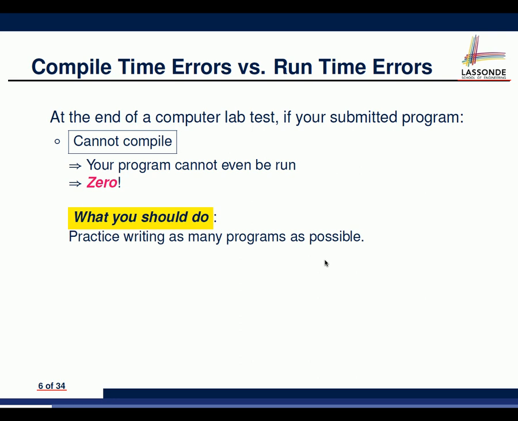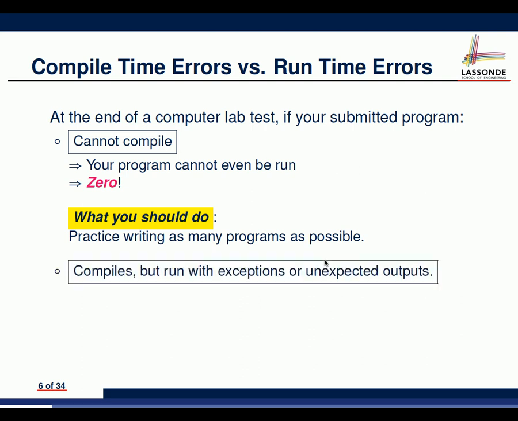Okay, so what should you do? You want to practice writing as many programs as possible. Okay, that's the solution, the only solution. And now, let's say your program compiles, but it does not quite work right. I would say you definitely get some partial marks for that. That's not a problem. Okay, at least it compiles. However, it may be low marks, because if your program compiles but it crashes on every input, or it simply doesn't produce the right output for every input, that's also not very useful.